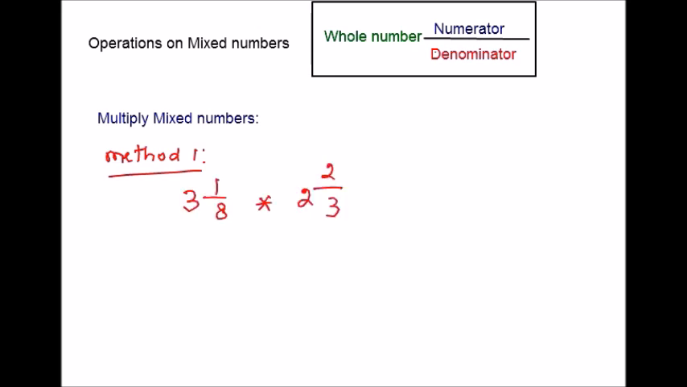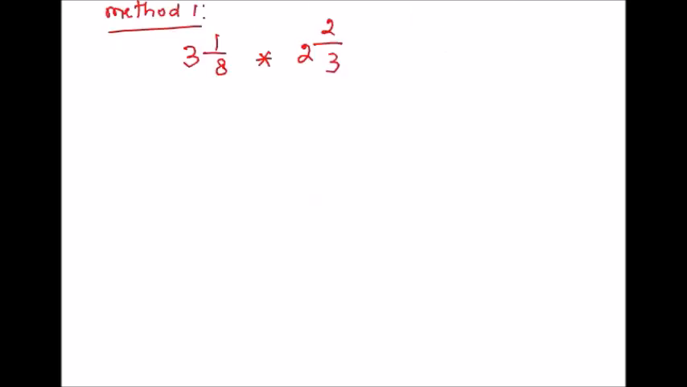Hope you see the question. Now let's convert them into an improper fraction. That would be our step 1. Change each number to an improper fraction. First fraction is 8 times 3 plus 1. So that will give you 25 over 8. Next would be 3 times 2 plus 2 over 3. So that would be 8 over 3.